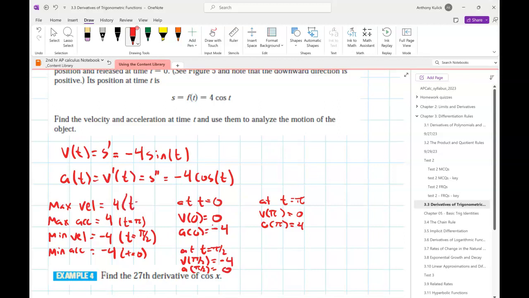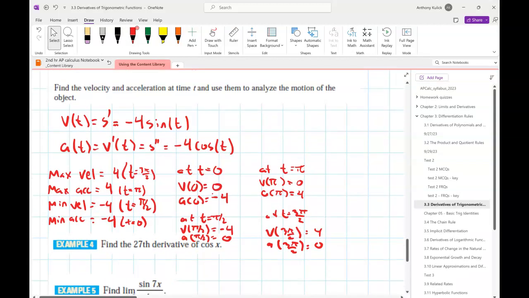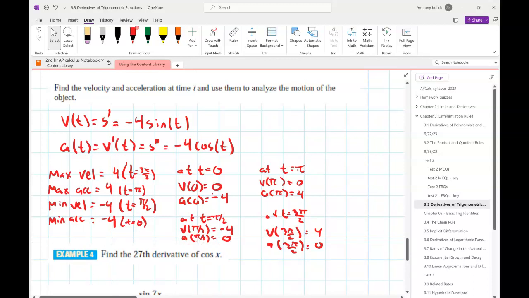Any guesses what this one has to be? I mean, come on, guys. 3 pi over 4, right? So I'd say that's probably good for analyzing its motion, right? When the thing is accelerating the fastest or slowest, the velocity is then at 0, right? Which probably makes sense.